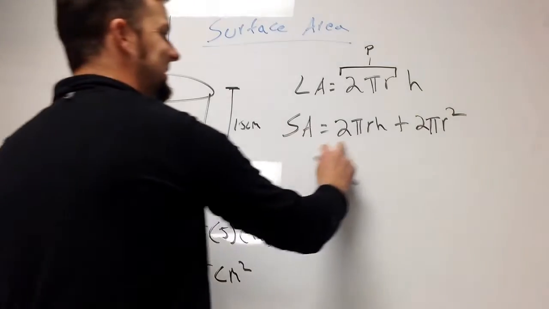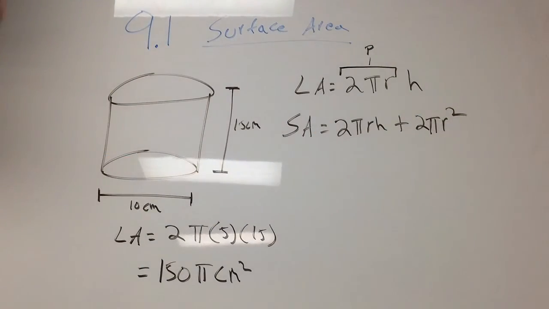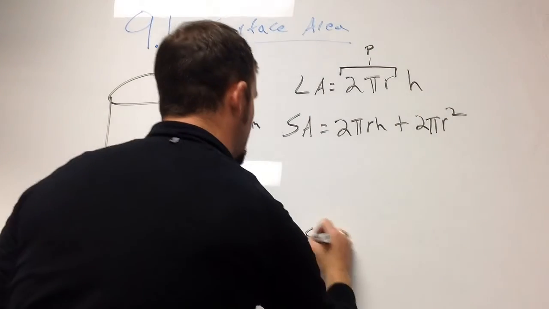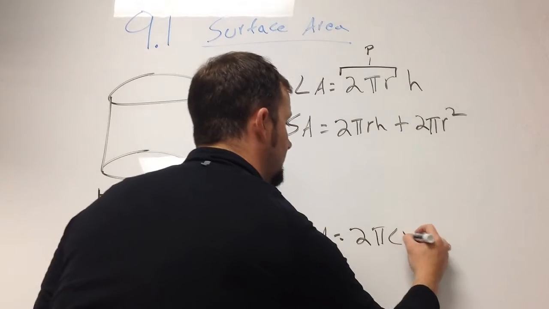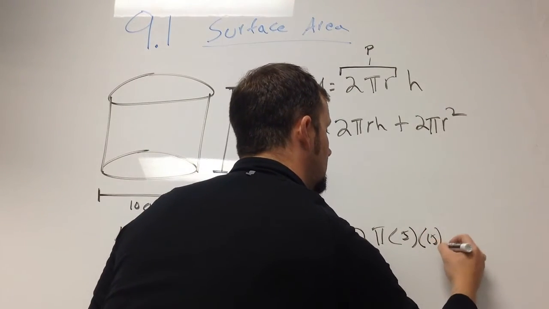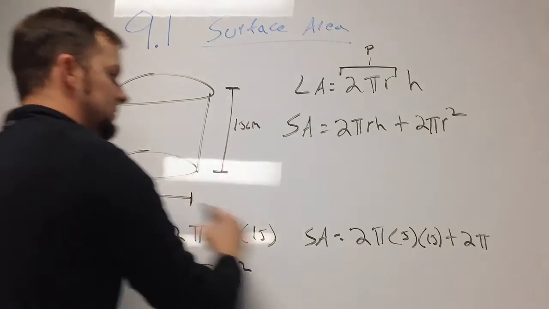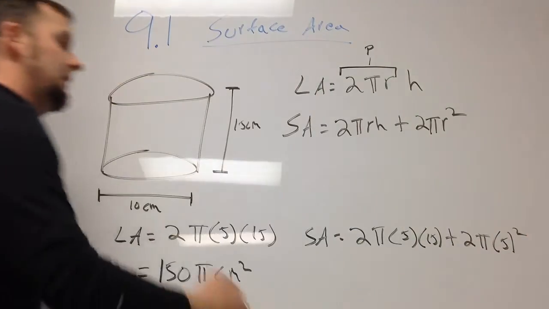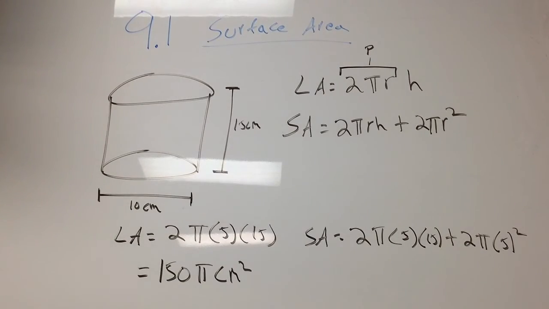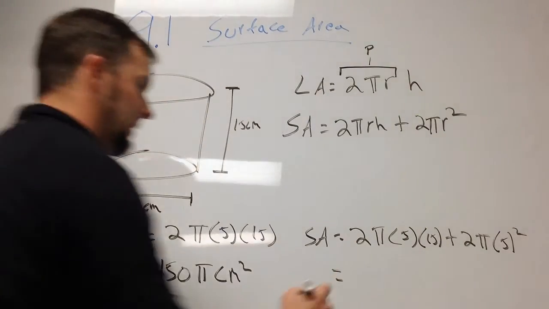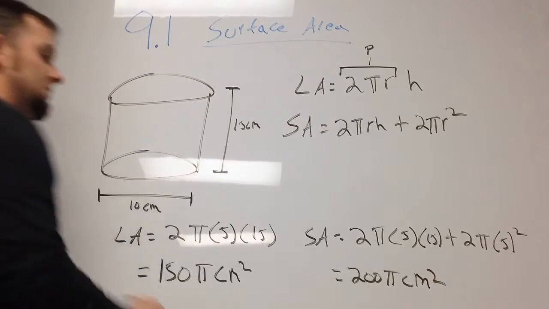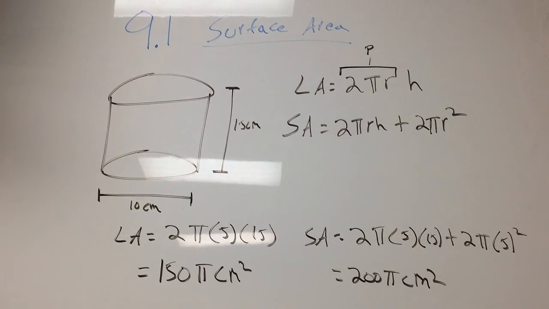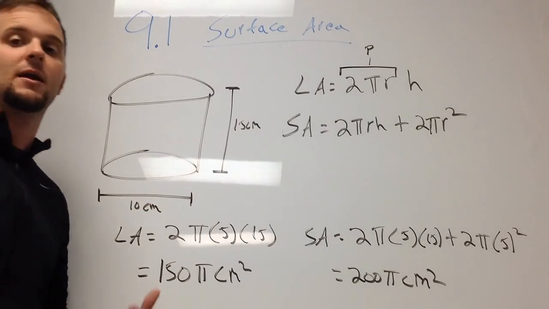Now I'm going to do the same exact thing with surface area. I'm going to plug everything in, multiply everything except the pi, and then tack the pi on at the end. Okay? So here we go. Surface area is going to be 2 pi, my radius again is 5, my height is 15, plus 2 pi, my radius is 5, squared. Again, I'm going to type in everything except the pi, and whenever I type all that in, you should end up getting 200, tack on the pi, centimeters squared. So that's your answer in terms of pi on both of those. So ladies and gentlemen, this is how you find lateral area and surface area in simple terms.